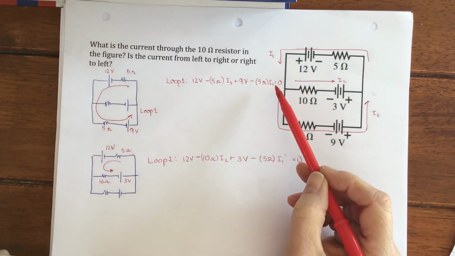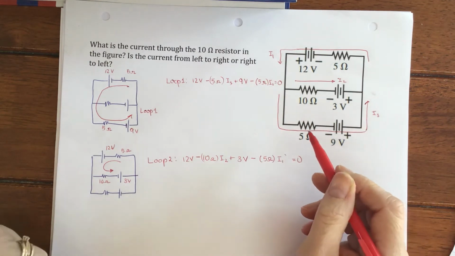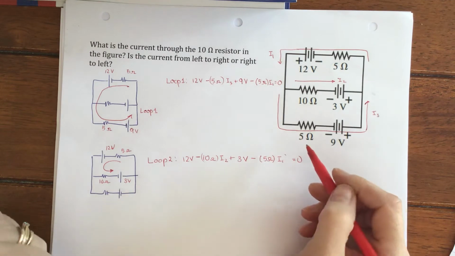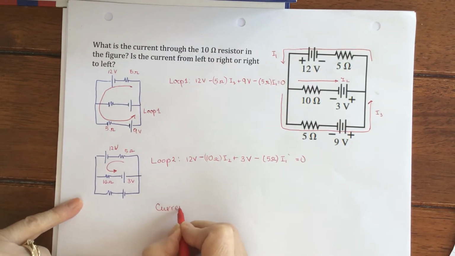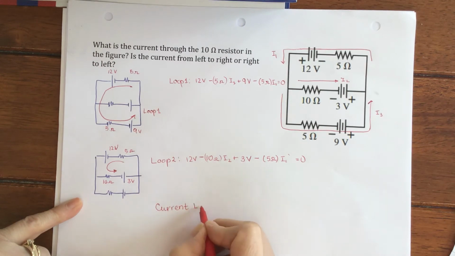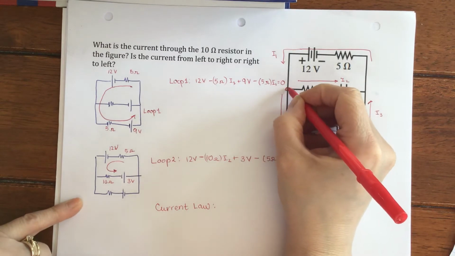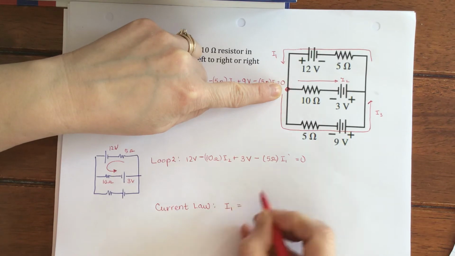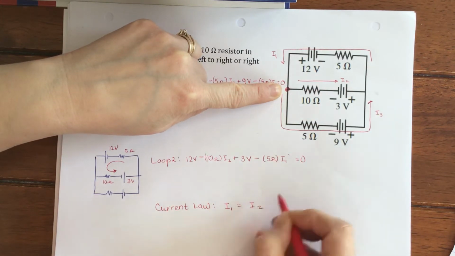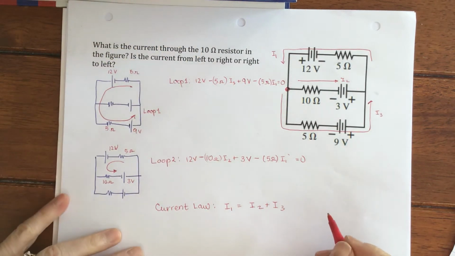We see that we have I1, I2, and I3 in our equations, which means we have 3 unknowns, which means we need a third equation. For our third equation, we'll write down the current law. Current law says that whatever current comes into a junction also comes out of the junction. Let's look at this junction right here. Current I1 flows in, current I2 flows out, current I3 also flows out. So there are 3 equations with our 3 unknowns. We can now solve this problem.